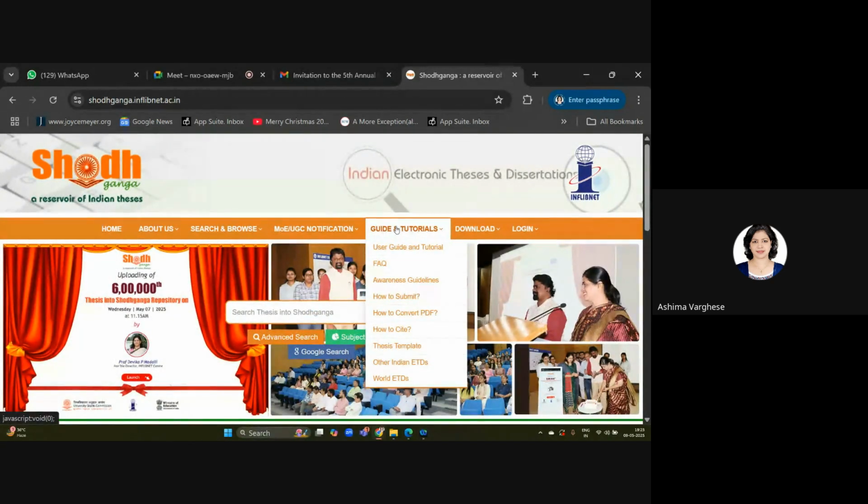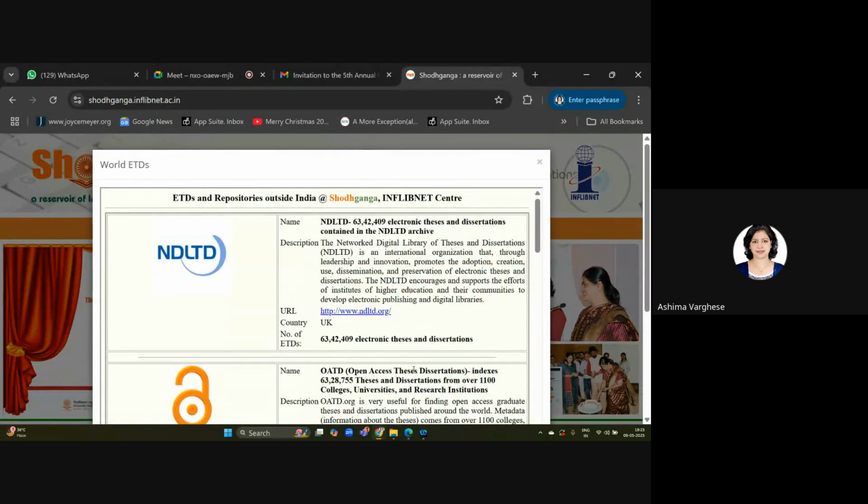Another thing which I want you to pay attention to is regarding the world ETD. See, in guide and tutorial, you just go to the last section of world ETDs. So whatever is available globally, it is presented over here. There are so many repositories outside India at Shodh Ganga also. So this is NDLTD. I will just be going to that. You can just go through this description.